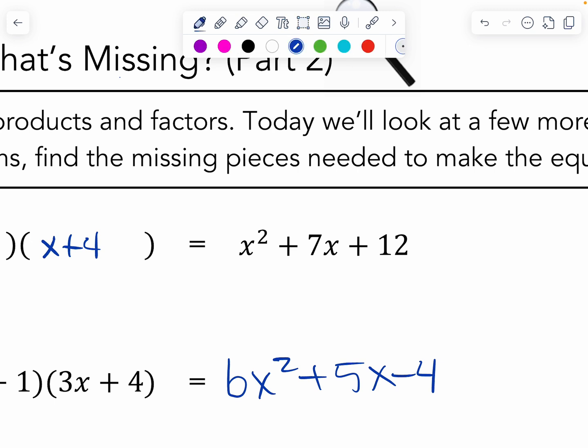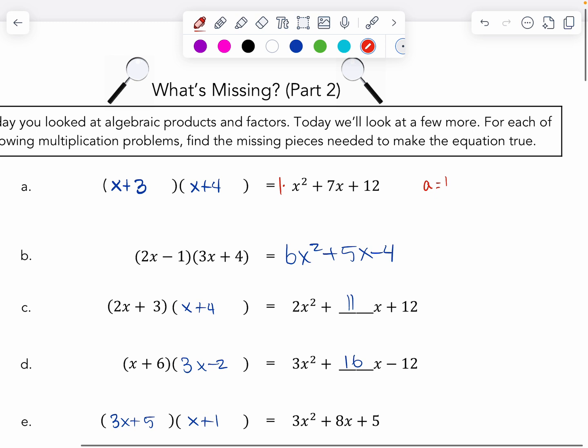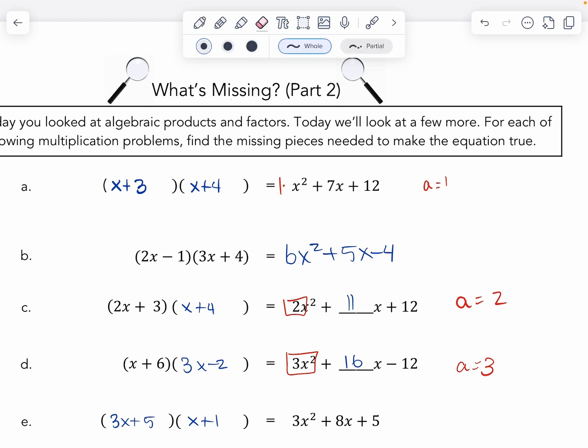All right, so first thing I want to have you notice is in this case, there's really this invisible 1 out front. So what we're saying is that our quadratic coefficient a is equal to 1. But we see that in part C, our quadratic coefficient is equal to 2. And then in part D, the quadratic coefficient is equal to 3. So we're seeing this case where it is not always equal to 1, and that's what we're going to explore.